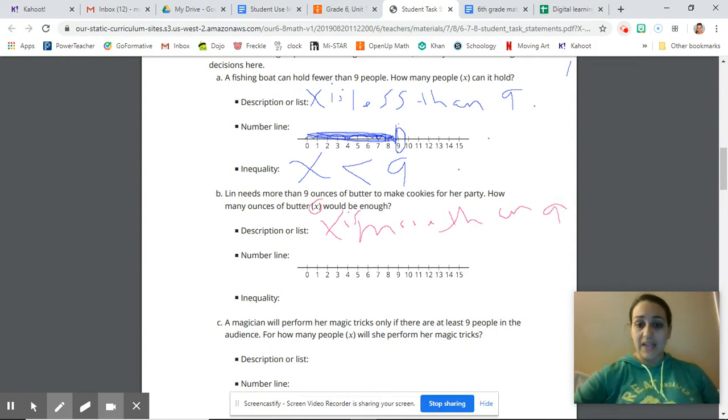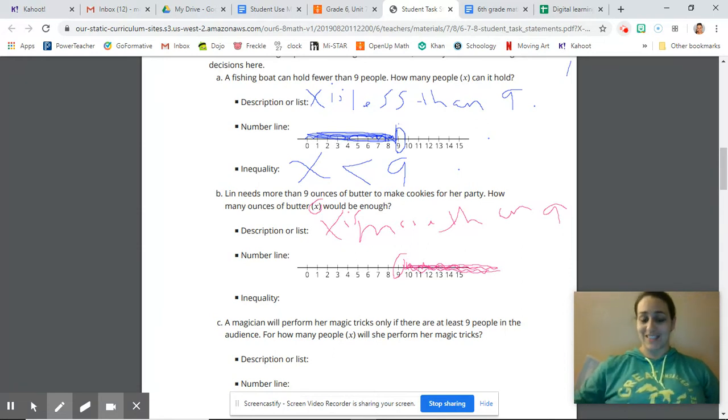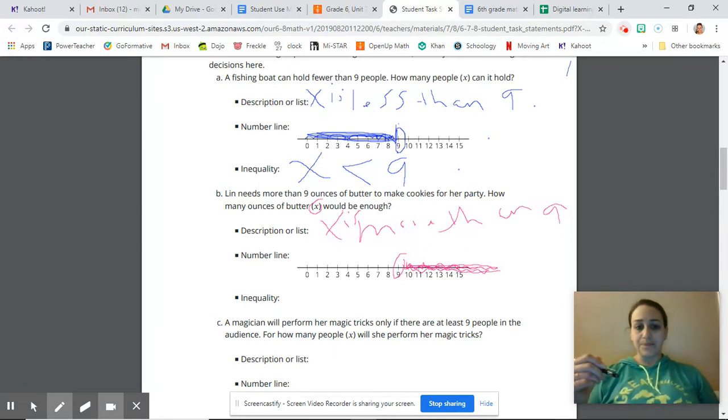So again, 9 is the number we're working with. So I'm going to circle that 9 there on that number line. But this time, the amounts that work for what she's asking for, or what we need here for Lynn's party, are things that are greater or more than. So 10 could work, 11 could, 12 could, so on. As long as she's got more than 9 ounces, she'll be all set to make those cookies. So I'm going to shade everything to the right, to the greater than side of that 9.